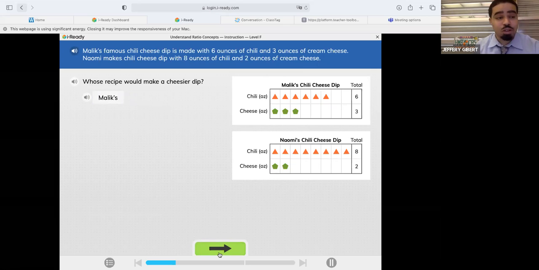So whenever the question, because you're gonna have a question like this on the quiz, whenever they ask which one is cheesier or sweeter or sugarier, you need to find the one that has more of the thing they're talking about.